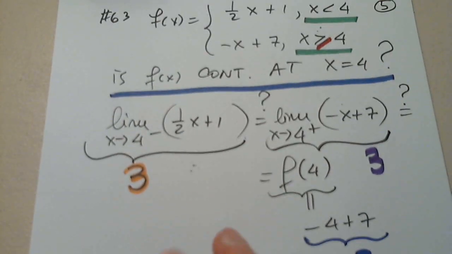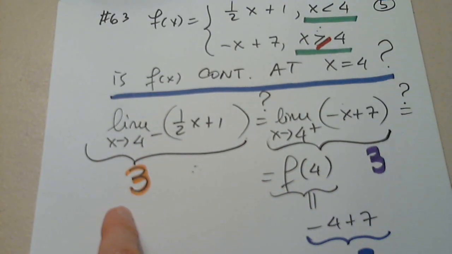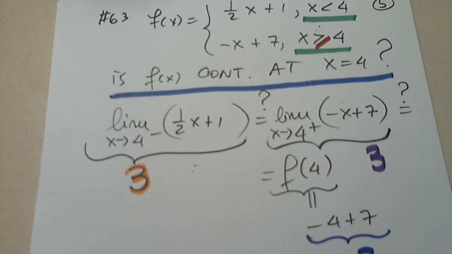Why? Because I wrote the definition and I checked. The limit from the left gave us 3. The limit from the right gave us 3. The function value at that point gave us 3. So therefore, the conclusion is they all exist. They're all equal. Therefore, the function is continuous at x equals 4.